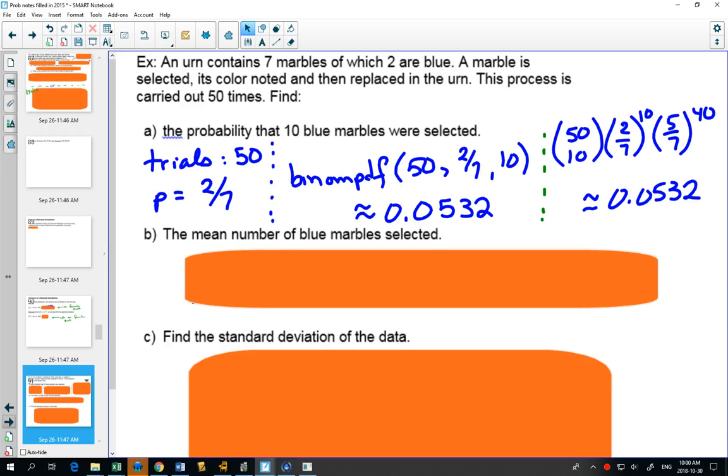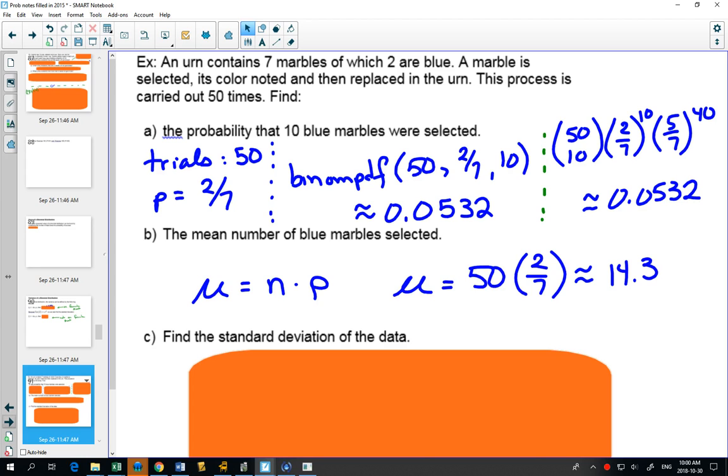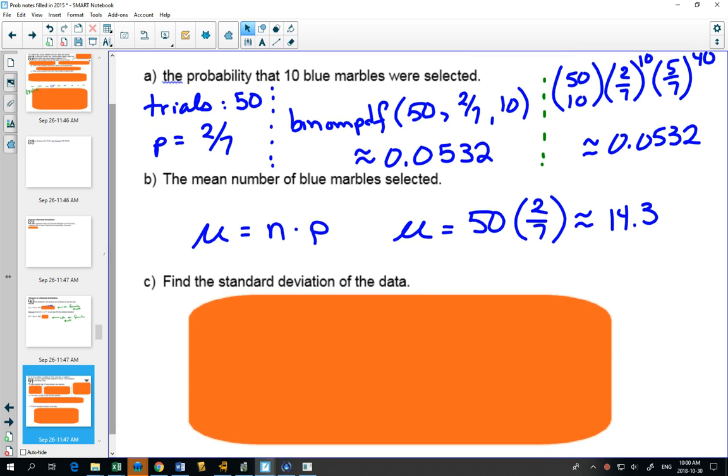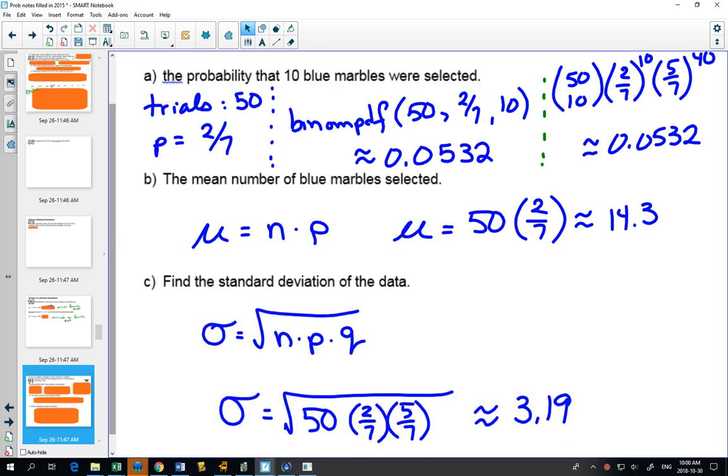What is your expected number of blue marbles if you did this 50 times? Well, this is just 50 times 2/7, approximately 14.3. And if we wanted to find the standard deviation, it's just the square root of n times p times q. The standard deviation would be 3.19.